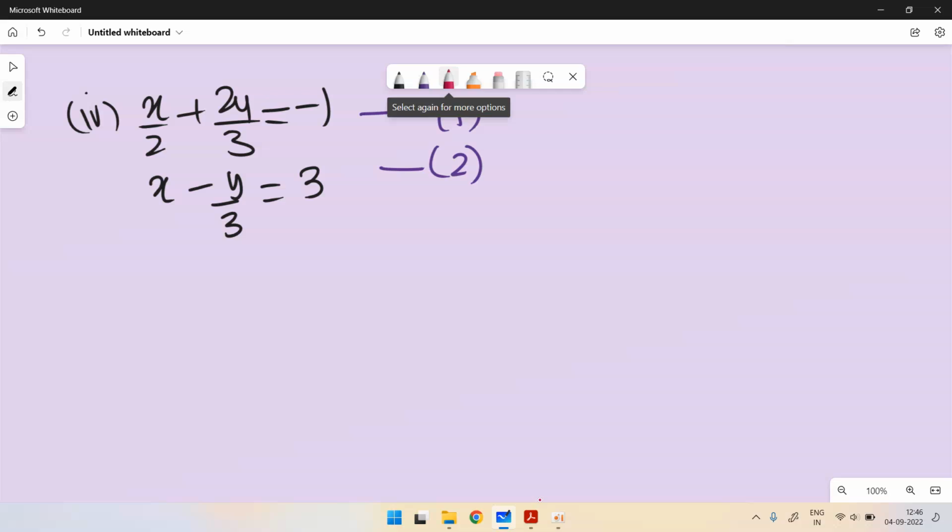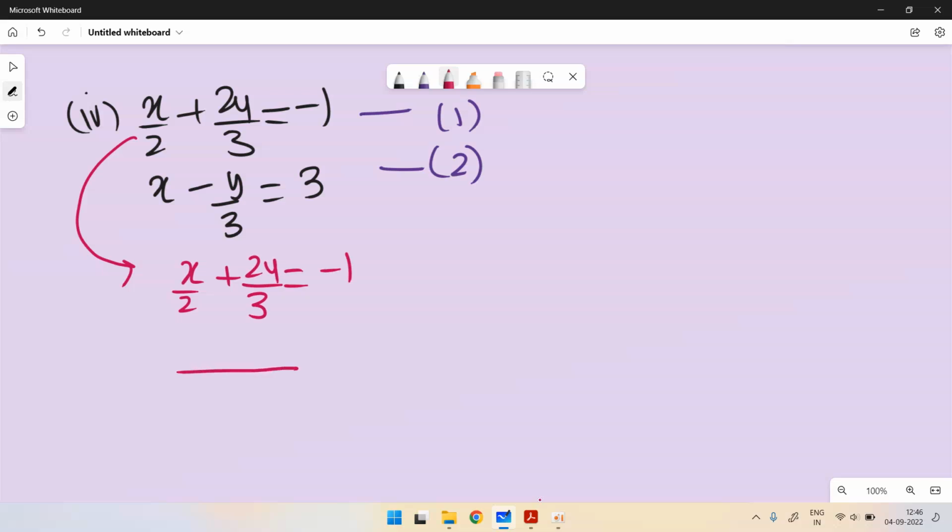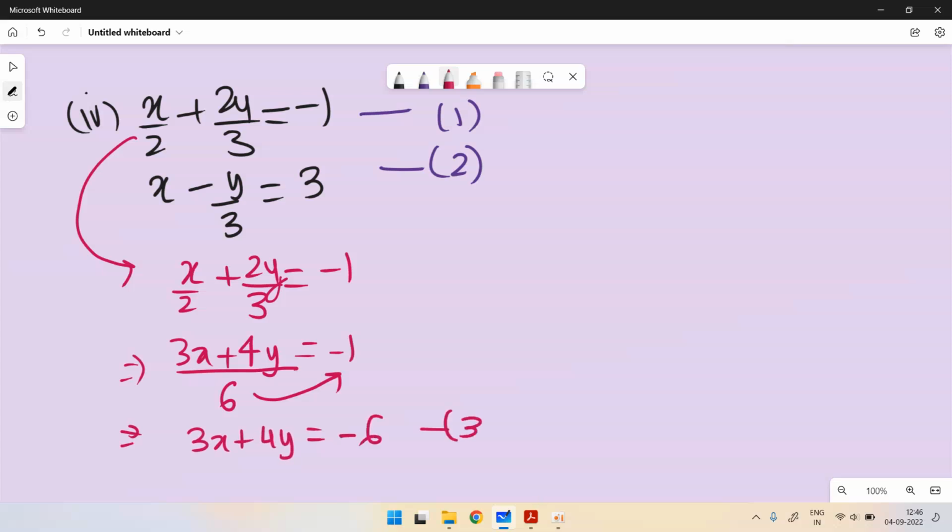So if you see this first equation, x by 2 plus 2y by 3 equal to minus 1, and if you take the LCM, the LCM of 2 and 3 is 6, so 3x plus 3 into 2, this is 4y, equal to minus 1 into 6, so minus 6. So the new equation will be 3x plus 4y equal to minus 6. I can write this as my third equation.